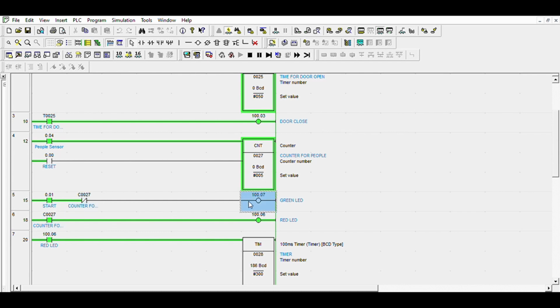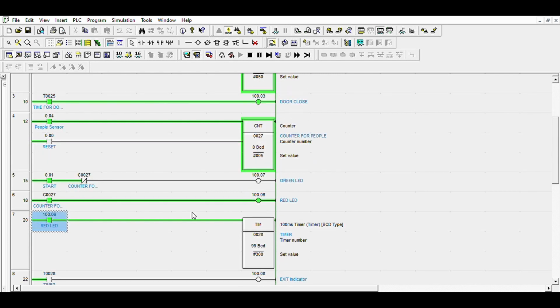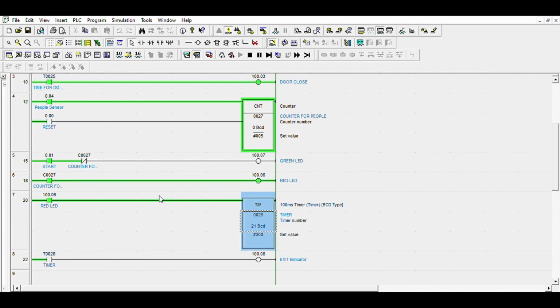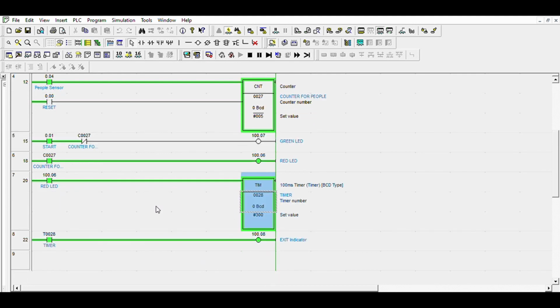The green LED in rung 5 is turned off, and the red LED in rung 6 and 7 will turn on. At the same time, the timer in rung 7 will start counting for 30 seconds. For the real system, the timer should count down for 30 minutes, but in the simulation, we assume it as 30 seconds. So after 30 seconds, the timer indicator in rung 8 will turn on, and the exit indicator will also turn on, which shows that the visiting time for 5 visitors is finished.